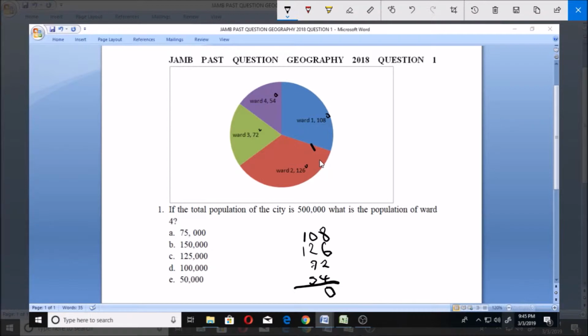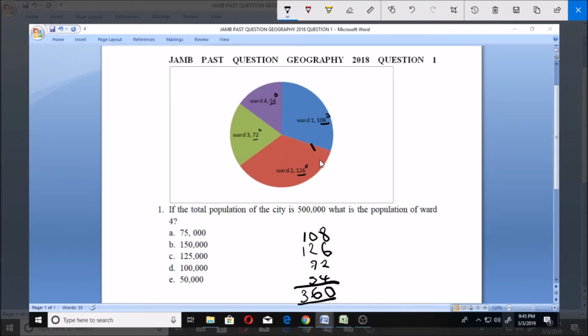So we put 0, carry 2, put the 2 here. I have 2 plus 4, 2 plus 2, 4. 4 plus 7, 11. 11 plus 5, 16. So we have 6, carry 1, put it here. It becomes 2. 2 plus 1, 3. So the summation of these degrees must always be equal to 360.